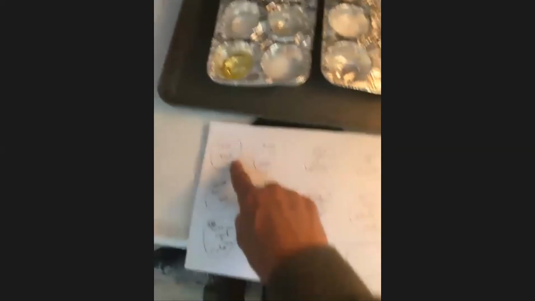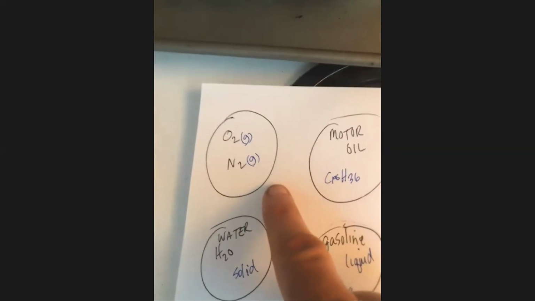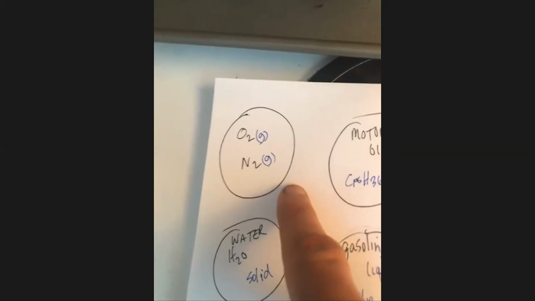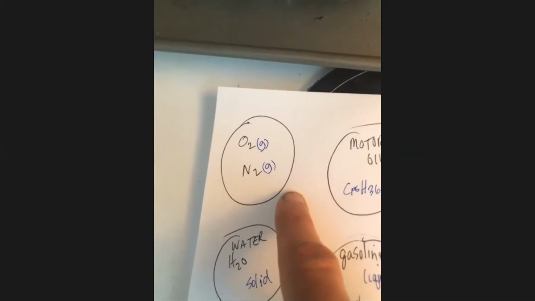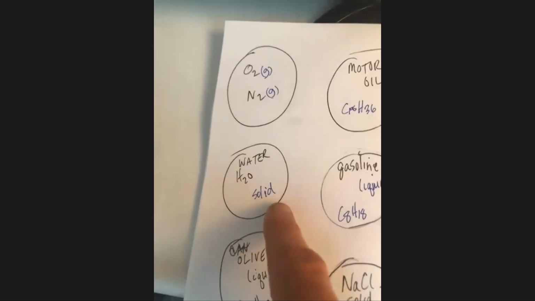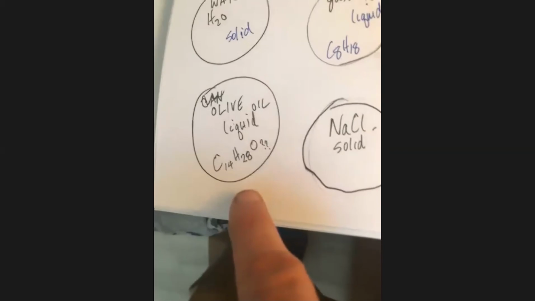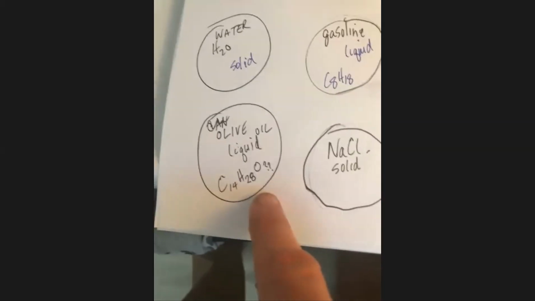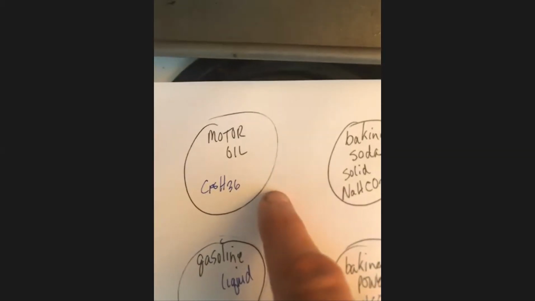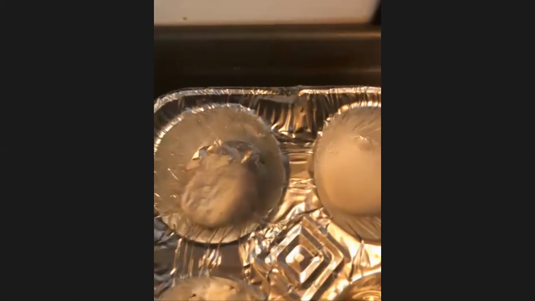Yeah. So now, if we look at the formulas, here are relatively small molecules: oxygen and nitrogen, water, gasoline, C8. If we look at C14, C18, not much happening yet. And if we look at the sodium chloride or the baking powder or the baking soda, not much is happening.